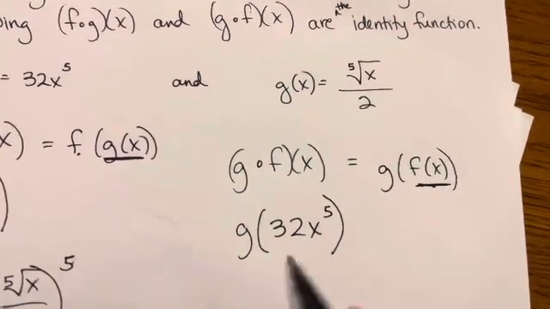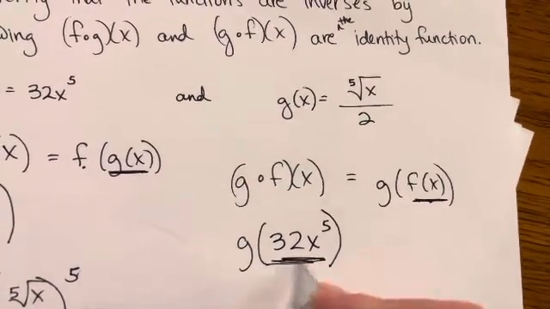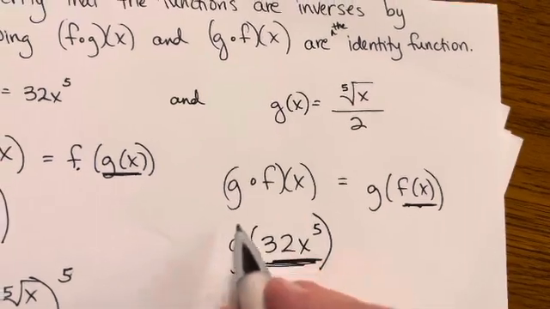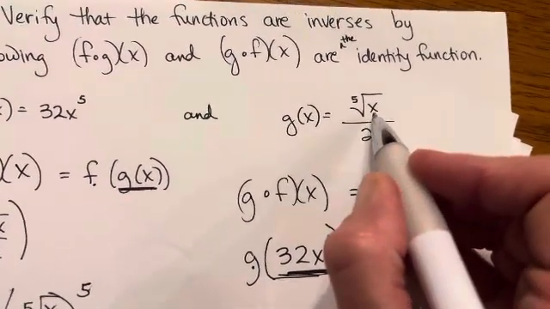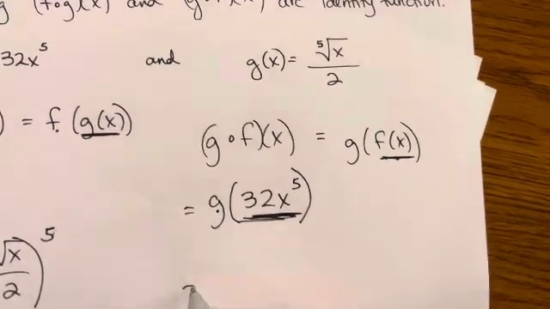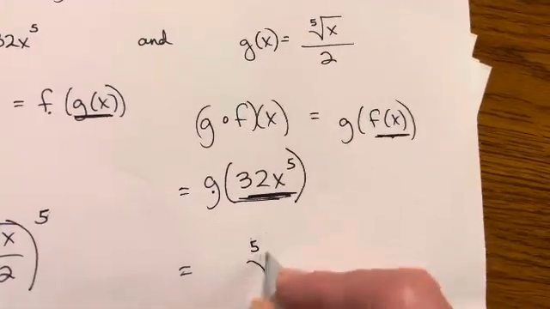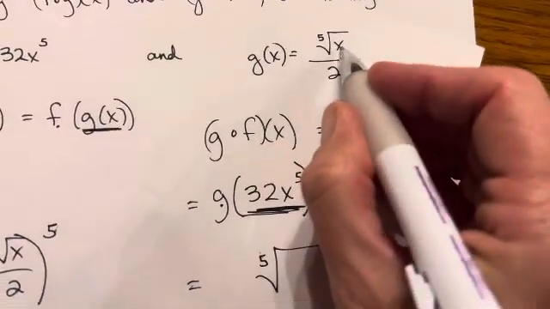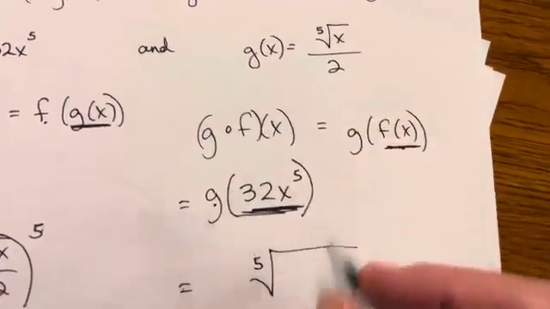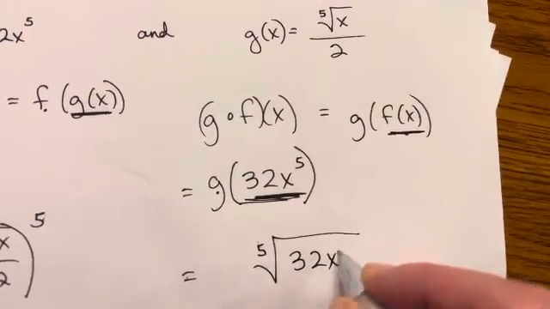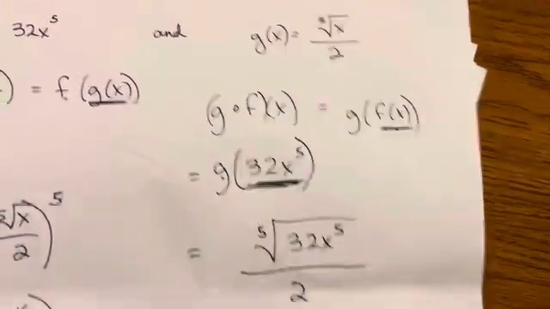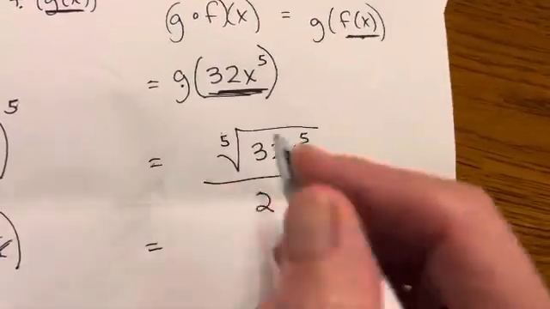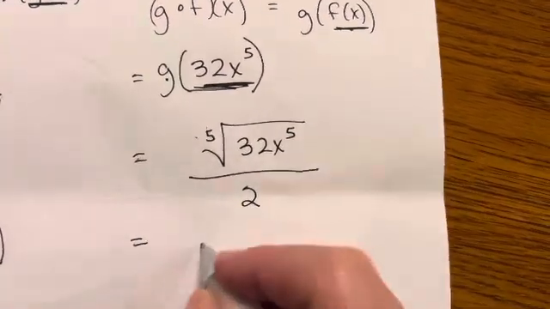Okay, so what does that mean? That means we're going to pick up this entire chunk and put it into function g, wherever you see the x. And there's my x right there. So we've got the fifth root of x, but instead of boring x, we're going to put this whole thing in there, all over 2.